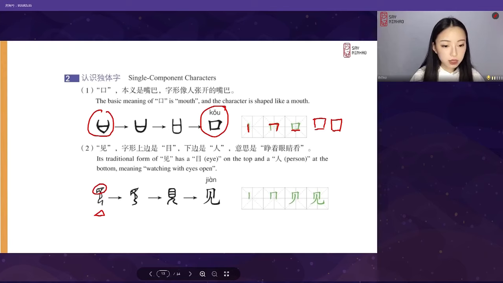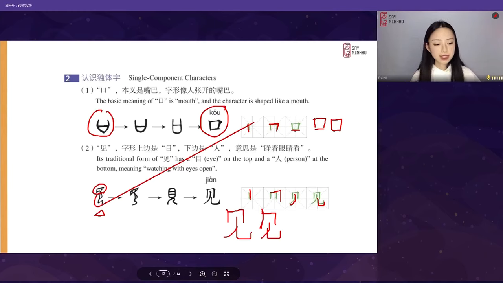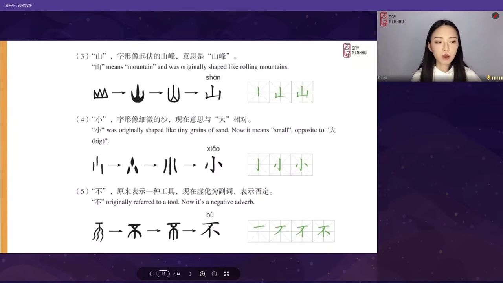Let's see how to write it. First, a vertical, and then a vertical and a horizontal turning, and then a left turning here, and then a vertical turning here. Okay, let's try to write it with me. A vertical, a horizontal turning we've learned today, a left turning we've learned in lesson one, and then this. Try again. This is 见. Let's move on to the next part.